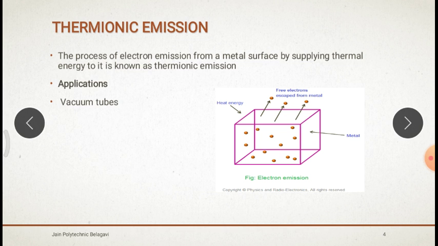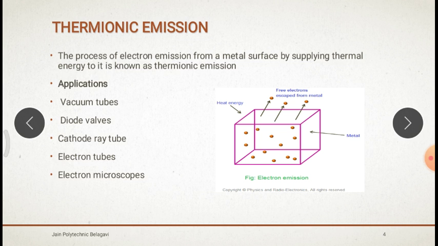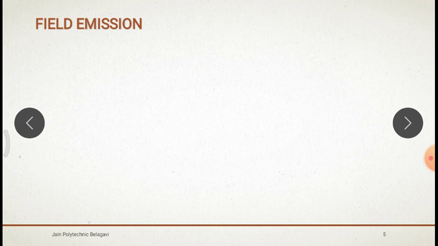Applications we'll see now. In vacuum tubes and diode valves, and in the cathode ray tube, that is CRT monitors. Earlier PC monitors all had CRT monitors. In earlier days, dome shaped TVs, olden days TVs like Onida, Videocon, and monitors and computers, we were using the CRT tube. At that time we were using thermionic emission. And next, in electron tubes and electron microscopes, we are using thermionic emission. X-ray tubes and thermionic converters all work on thermionic emission.